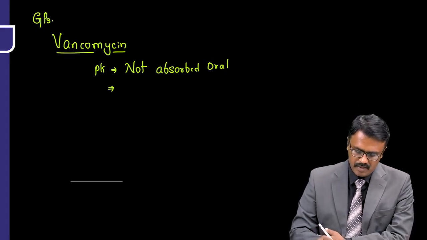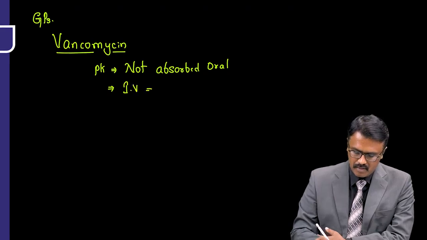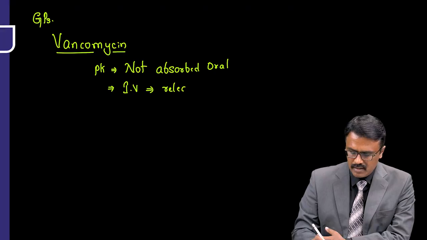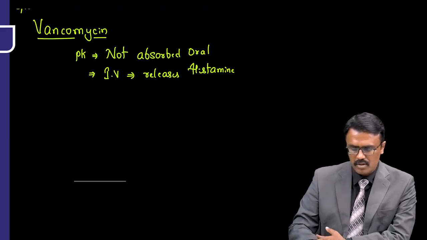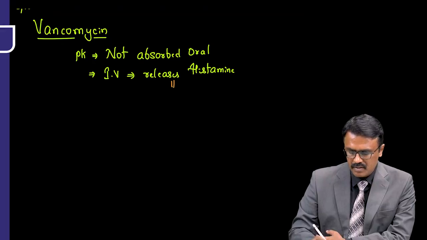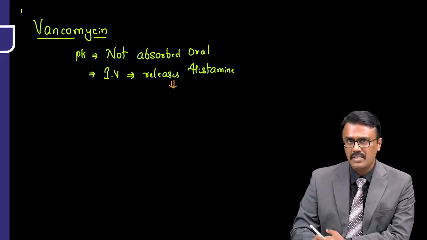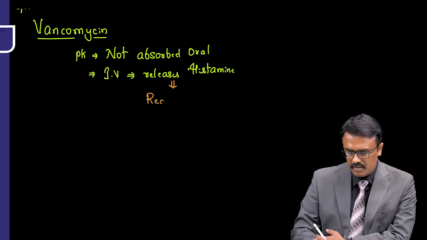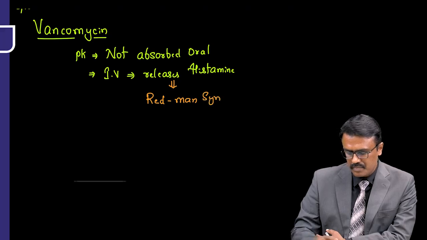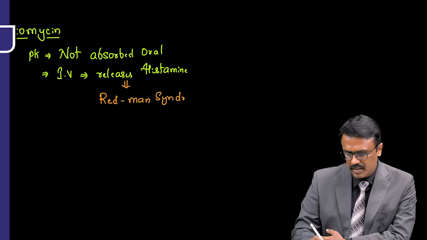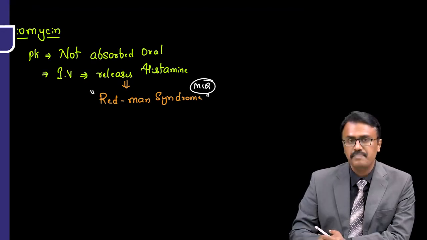Second important point, when you give vancomycin intravenously, it releases histamine. So you know the reactions of histamine. The patient will become red, with itching. So the patient will develop a syndrome called red man syndrome. Again, a potential question for you: what drug causes red man syndrome?